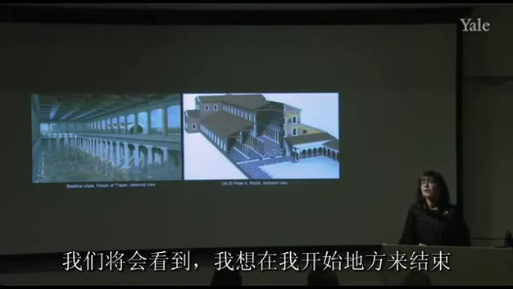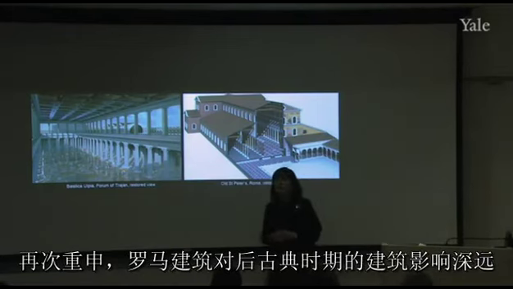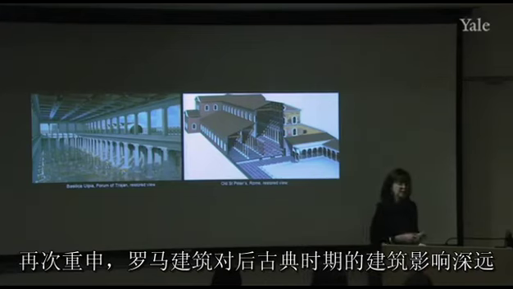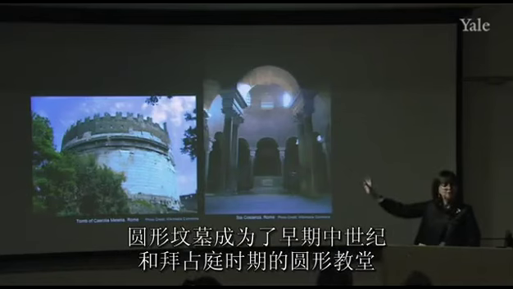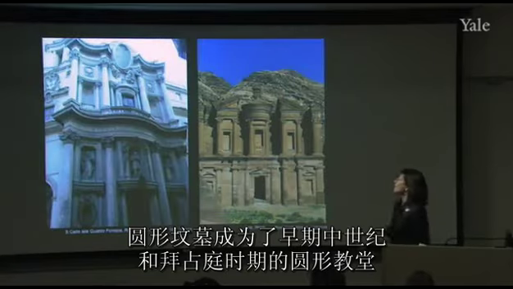I just want to end up where I began, which is to say again that Roman architecture had a huge impact on the architecture of post-classical times. The Roman basilica became the Christian church. The round tomb of Rome became the round church in the early medieval and Byzantine periods.